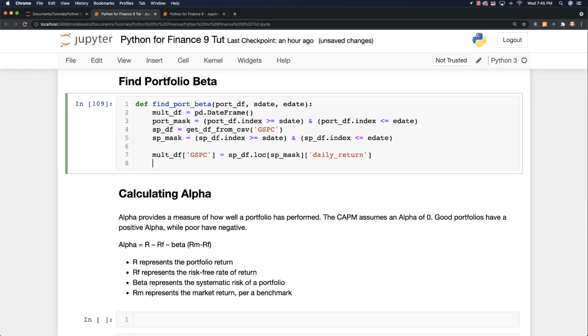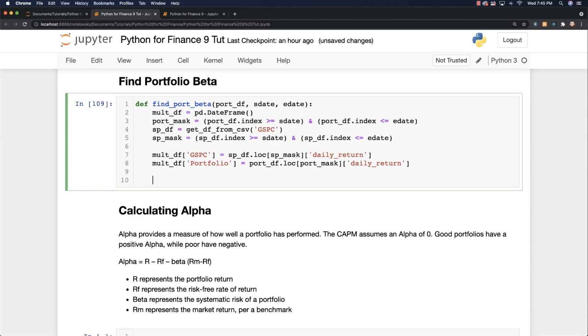All right, now I want to add my portfolio daily return also. So basically exactly the same, just copy this, paste this inside of here, change this to portfolio. So portfolio of securities. And in this situation, this changes to port DF. Location, port, this is going to be port mask. I'm going to use the other mask. And also daily return.